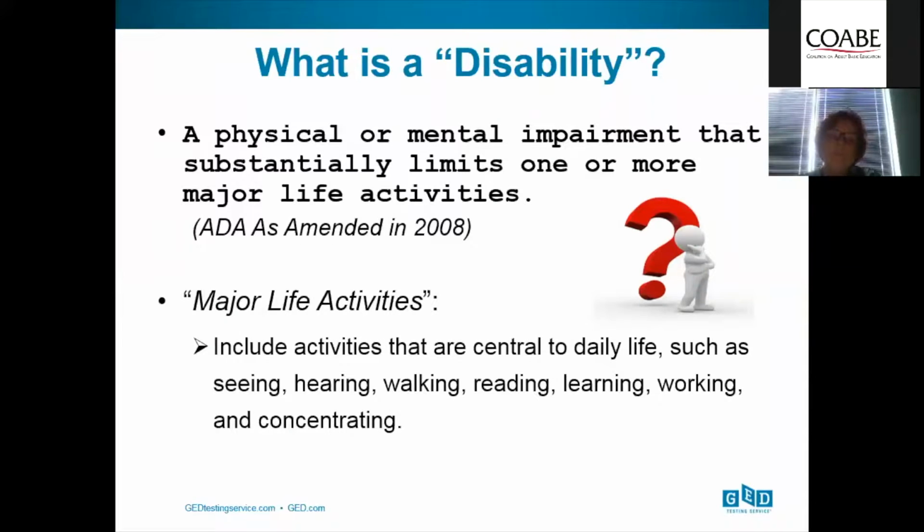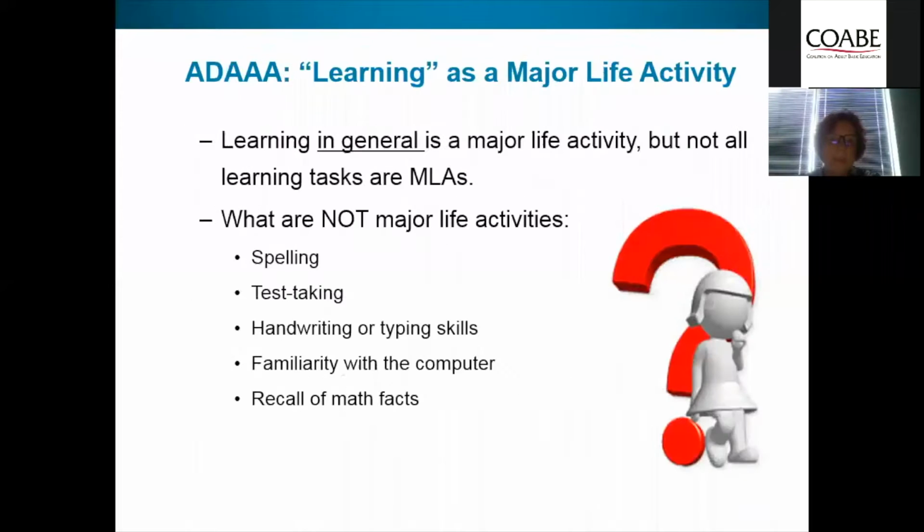So a disability is a physical or mental impairment that substantially limits one or more life activities, such as hearing, seeing, walking, reading, learning, working, and concentrating. Learning in general is a major life activity, but not all learning tasks are major life activities. For example, things that are not are spelling, test taking.